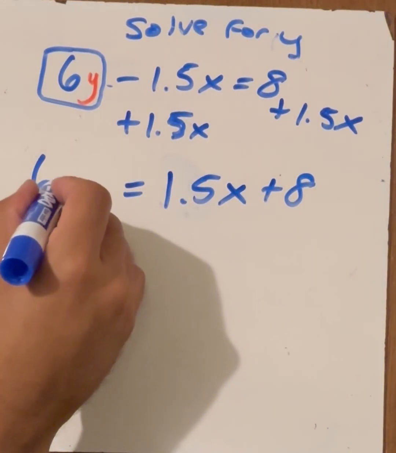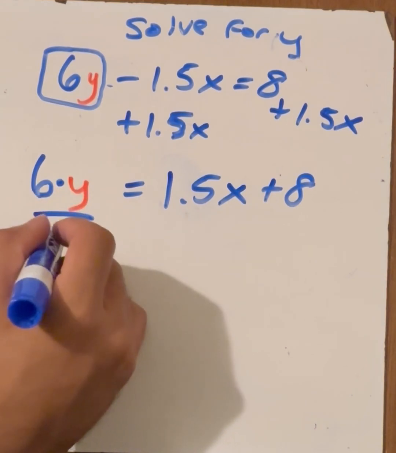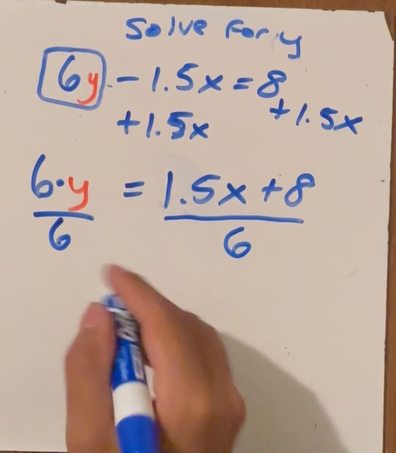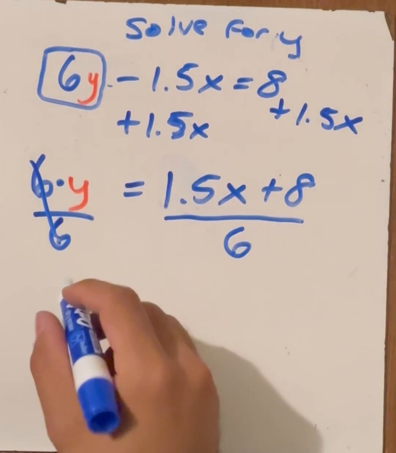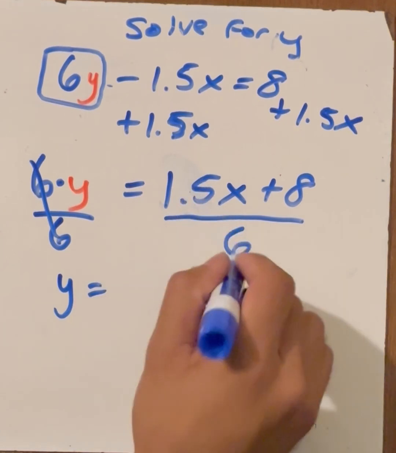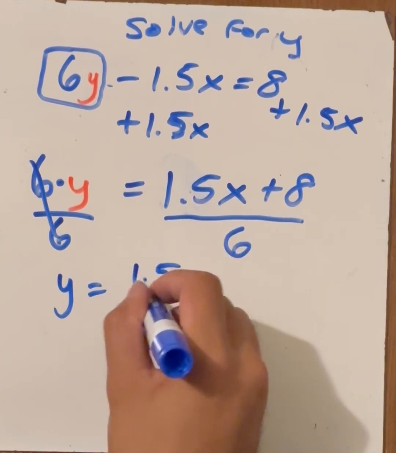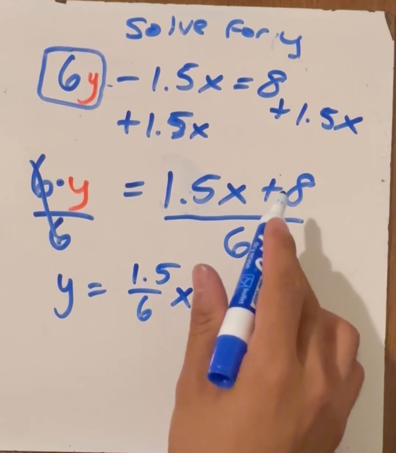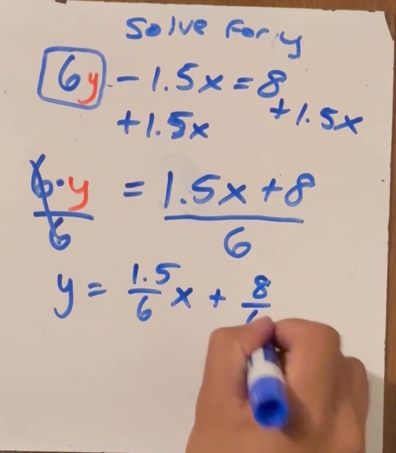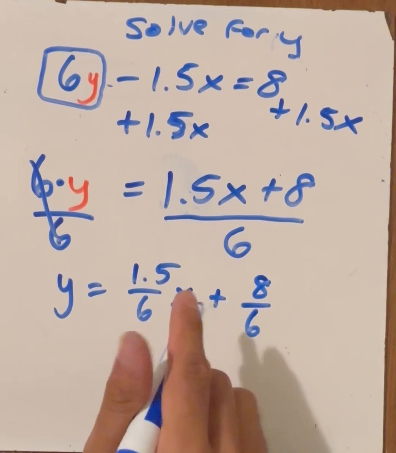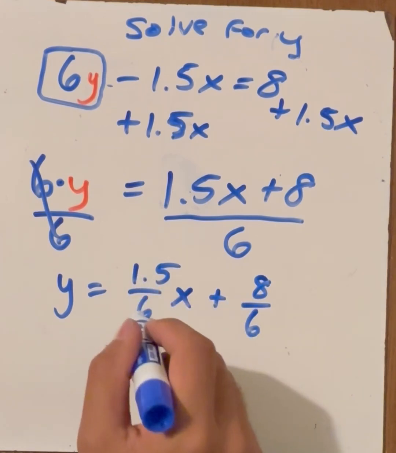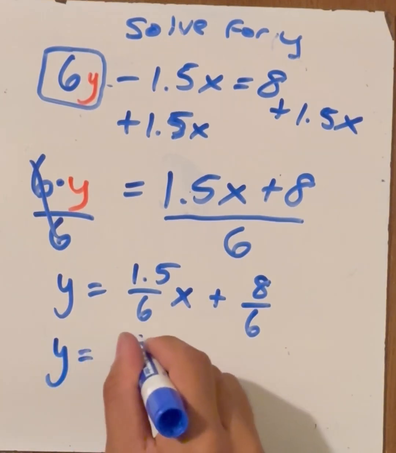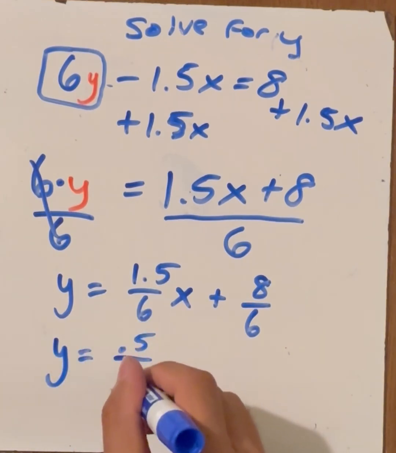Okay, so this is 6 times y because a number and a letter, when they're next to each other, is multiplication. So we got to divide out 6 from both things. Okay, when we do that, we'll get y equals, and we can separate this as 1.5 over 6x plus 8 over 6. Okay, so what we'll notice is that these both numbers can be divided by 3, and 1.5 divided by 3 is 0.5. 6 divided by 3 is 2.